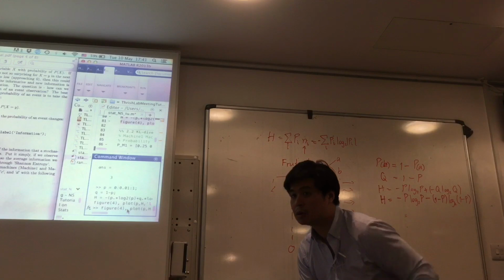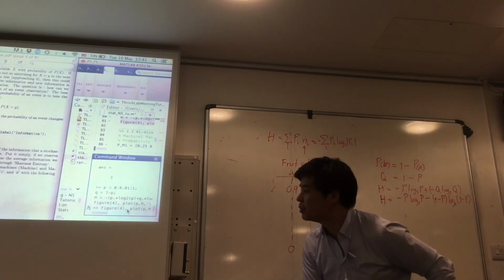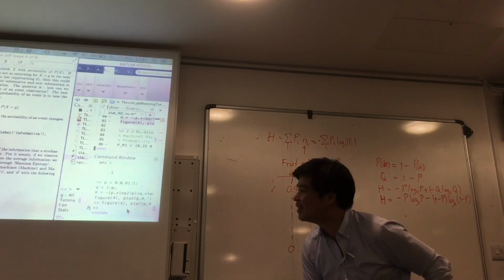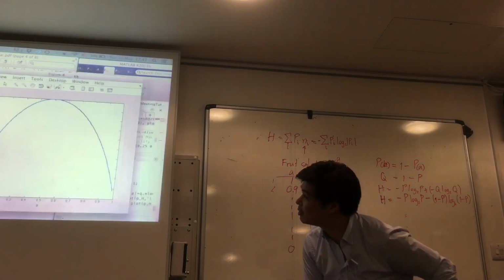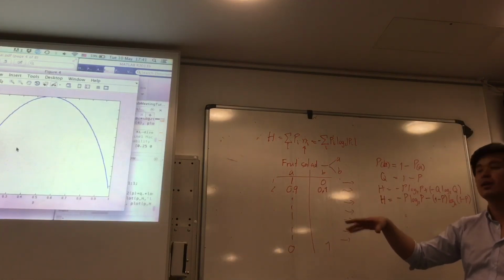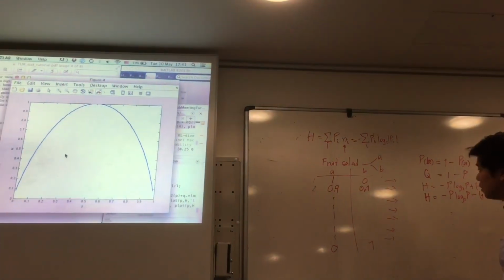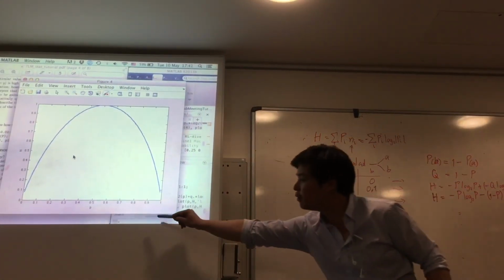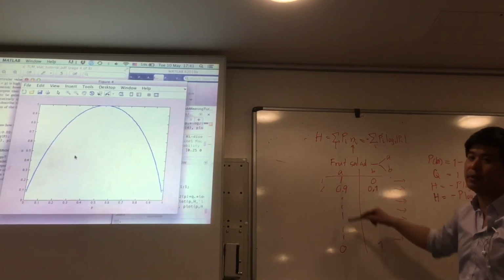Can I ask a question? What are you doing? I don't understand. I'll show you why I'm doing this. I want to show you this graph. So this graph represents the information entropy given the probability of getting an apple.